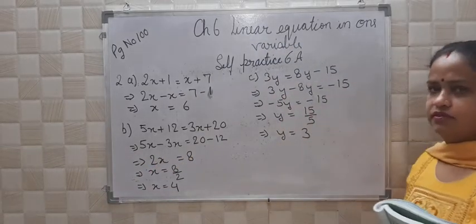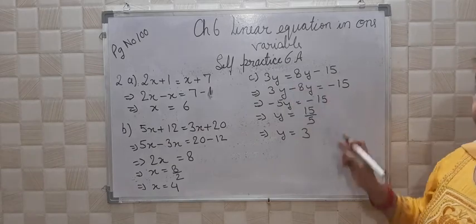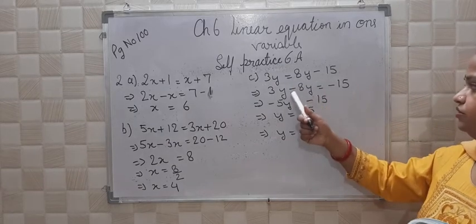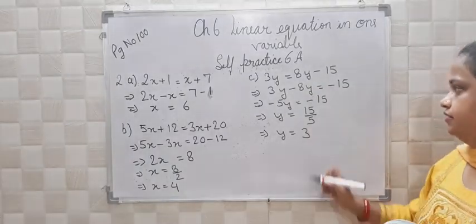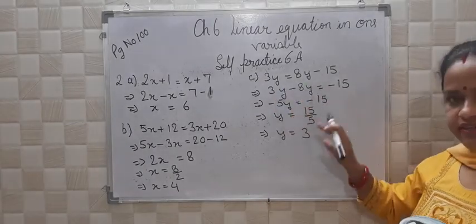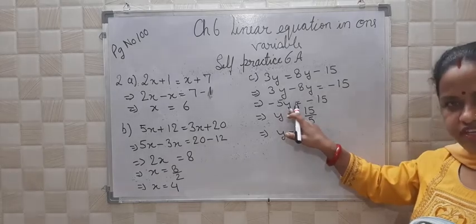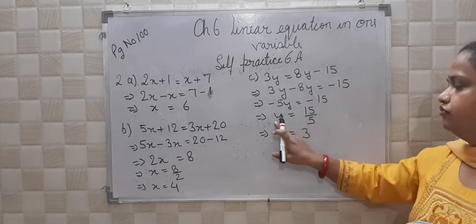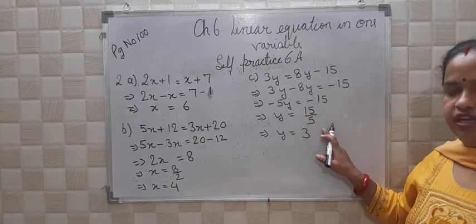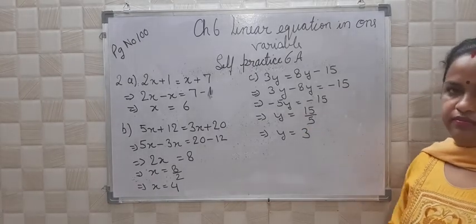Okay. What you will have? 3y is equal to 8y minus 15. So you will have to shift 8y from the right hand side to the left hand side. So 3y minus 8y will be equal to minus 5y, and that minus 5y is equal to minus 15. What will be y? 15 upon 5, y is equal to 3.